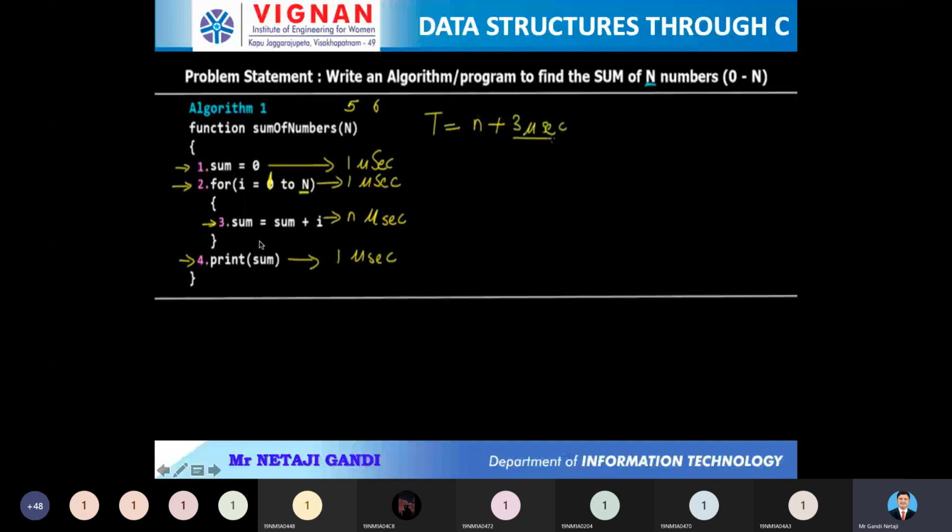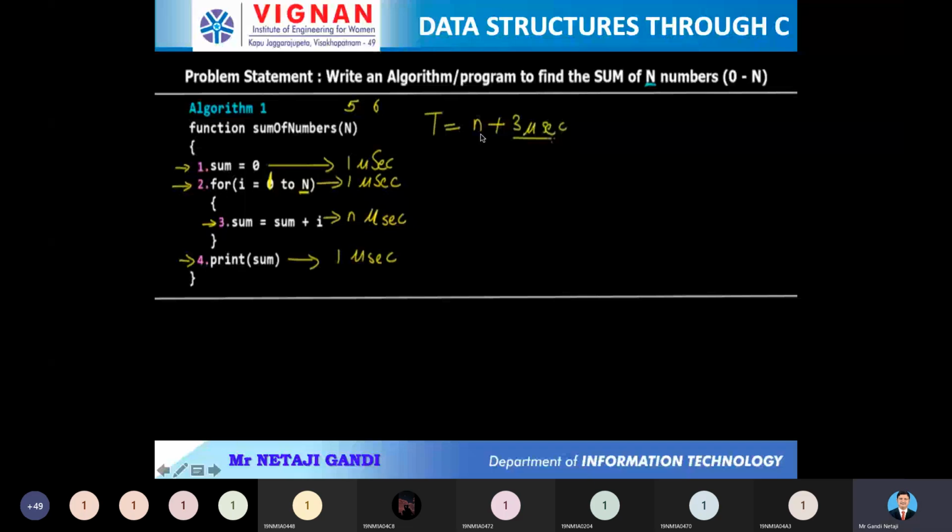Now I want to find the time complexity of this program. So T equals, what is T? Time complexity equals, what is n? n is only variable: if your input is 10, 10 times; if input is 5, 5; if input is 100, 100. So it is n plus how many microseconds? This is a constant: sum equal to 0 takes only 1 microsecond, the for loop initialization only 1 microsecond, the print statement 1 microsecond. These are constants. Only the n value can vary. Guys, do you understand or not? If you understand, then the later concept is very easy.